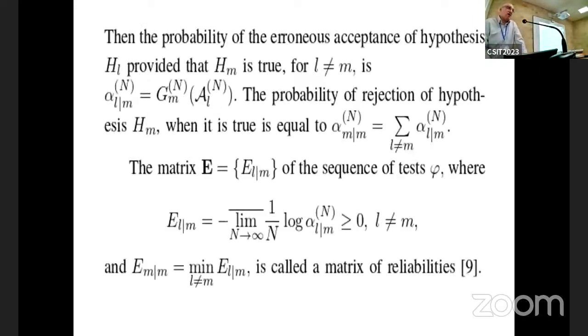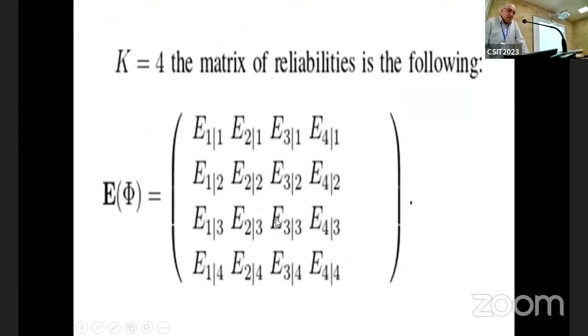As I mentioned, we must make our decision on the basis of the sample, so it is possible to have errors. The erroneous acceptance of hypothesis H_l, provided that H_m is true, is this one. And the probability of rejection of hypothesis H_m when it is true equals this summation. We also consider the reliability matrix. Reliabilities are defined as follows, so you can see here. For example, when K equals 4, the reliability matrix has this form.